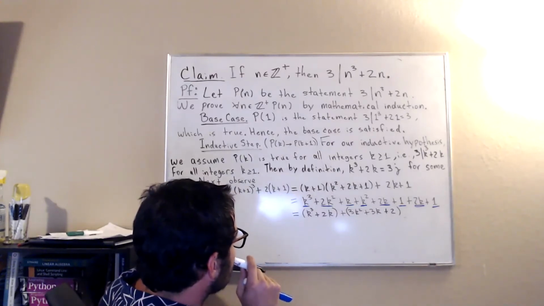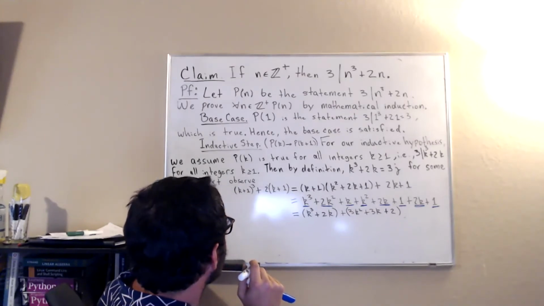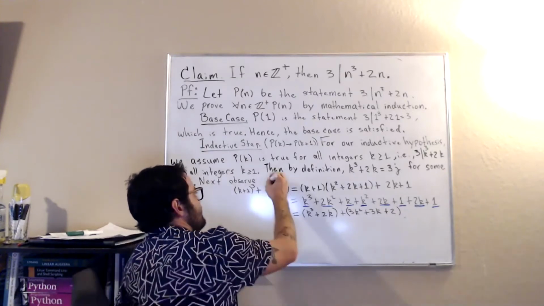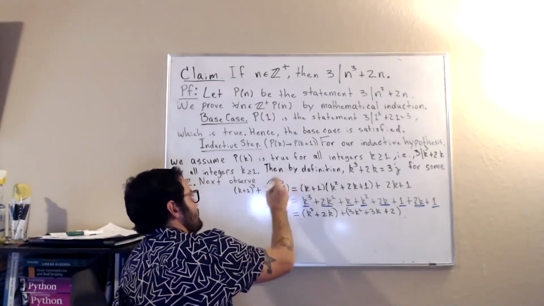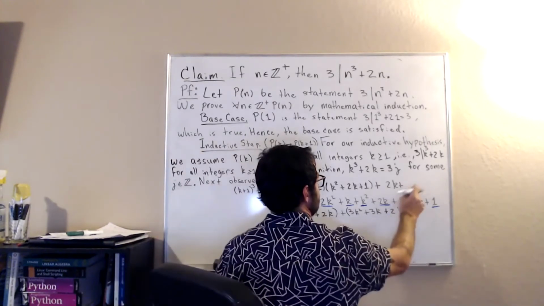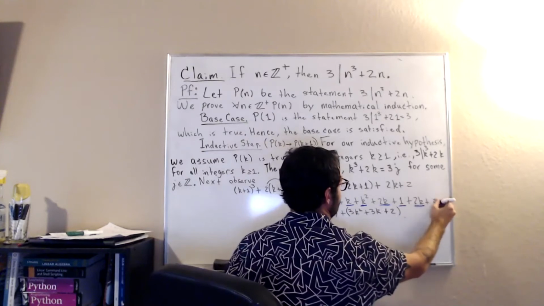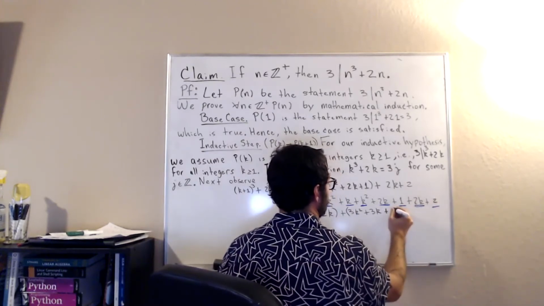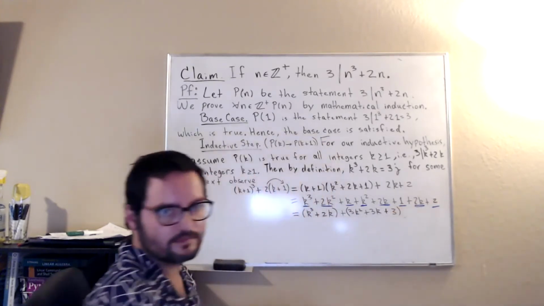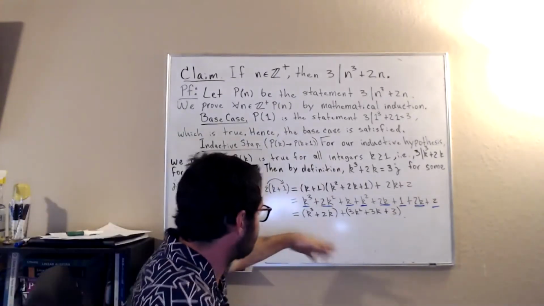Now, did I do my algebra right? Oh, I didn't. I forgot 2 times that k plus 1. So then this would be a 2, and then this would be a 3. And so now I see what I want.